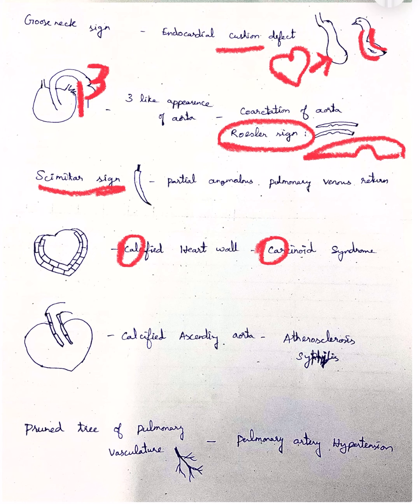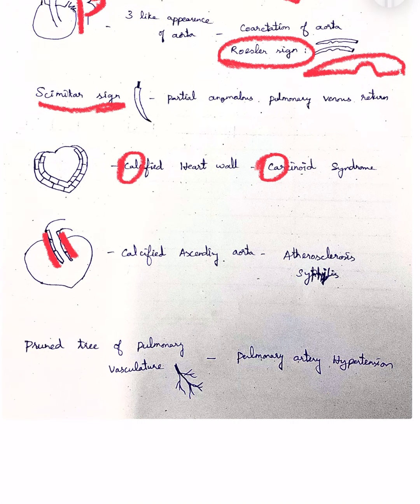When the ascending aorta gets calcified, it is seen during atherosclerosis. Atherosclerotic plaque accumulation may give rise to a calcified ascending aorta, and it is also seen in syphilis. And in case of pulmonary artery hypertension, there will be a pruned tree of pulmonary vasculature seen. The tree without leaves is the pruned tree. So in case of pulmonary artery hypertension, we will be seeing this pruned tree appearance of the pulmonary vasculature in the lung fields.